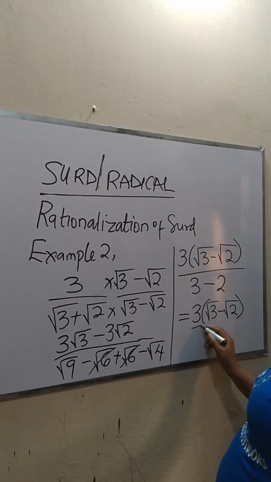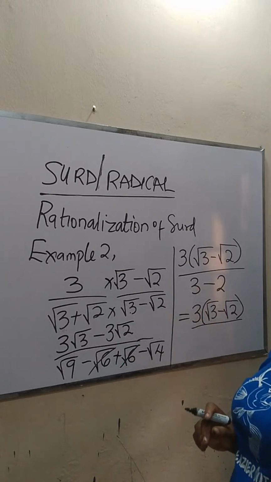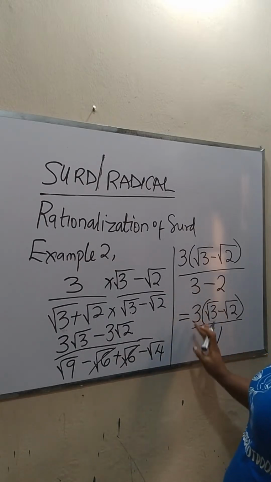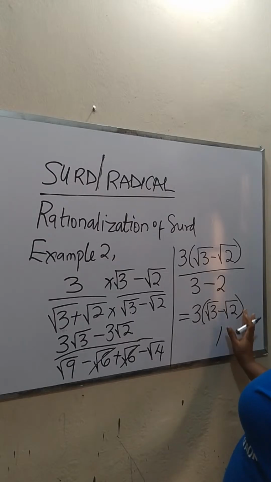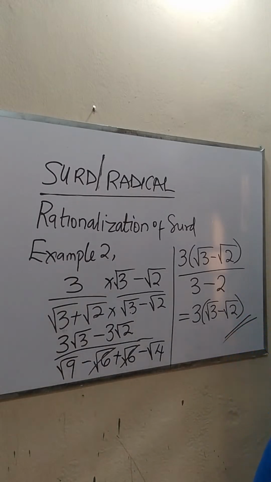Okay, all over 3 minus 2 is 1. So it's all over 1. So the answer is just what we have here. We're going to delete 1. So this is the answer to the question. Okay, so that is how simple it is. That is the answer to the question.